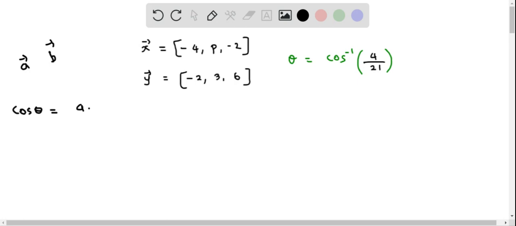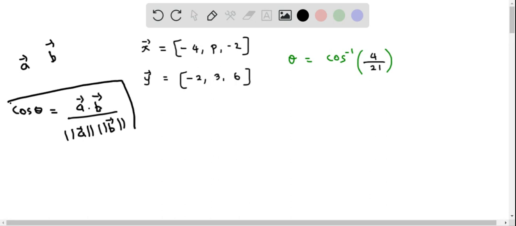This equals the dot product of the two vectors, that is a vector dot b vector, divided by the product of the magnitudes of two vectors, that is magnitude of a times the magnitude of b vector. So this is the formula to find the angle between the two vectors a vector and b vector. And therefore for these two vectors x vector and y vector, we can utilize this formula. That is, I'm going to write cosine theta. This is the formula we use to determine the angle between the two vectors.